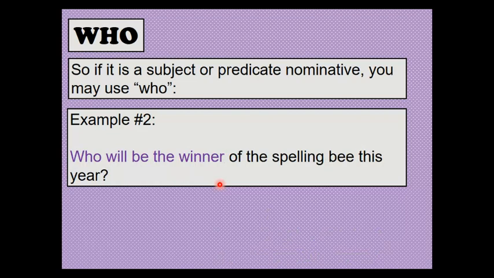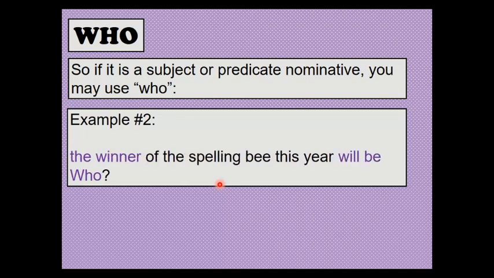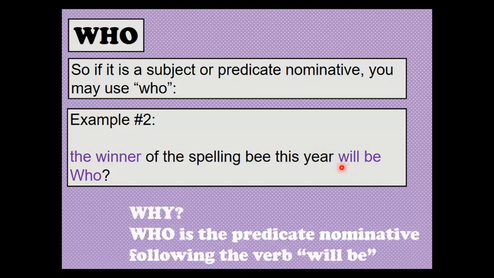Another one, if I said, who will the winner of the spelling bee? Who will be the winner of the spelling bee this year? I knew there was something odd there. When you're taking on questions, these interrogatives, as we did back in Unit 3, you've got to put them back into a regular declarative order. So let's change this into a regular statement and say, the winner of the spelling bee this year will be who. And the reason we get to use the word who is because it's following a to be verb. Here's this to be verb, and I'm coming after the to be verb, and that makes that a predicate nominative.